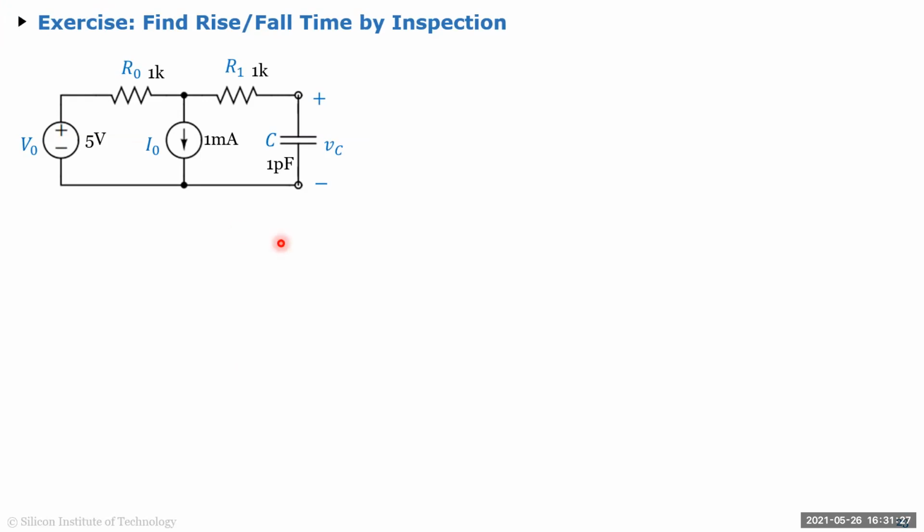So I'll just do a quick problem. Here I'm asking you to find the rise time and fall time by inspection. What I mean by inspection is I don't want you to solve the differential equation. With all the tools we have used so far and whatever you know about RC time constants, what do you think? The 5 volt and the 1 milliamp are step responses, so essentially at time t equals 0.